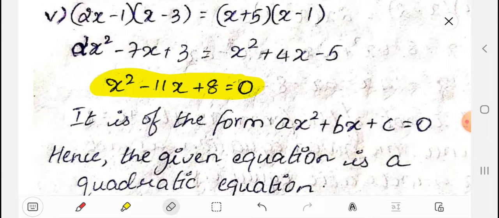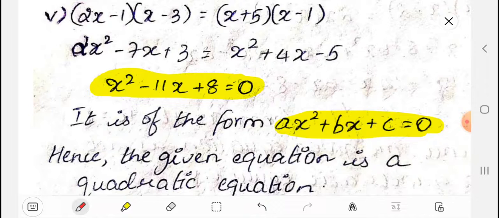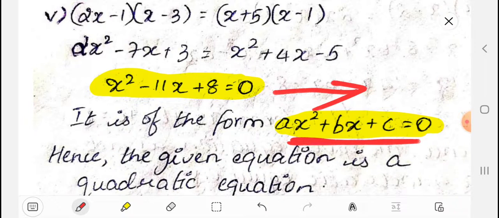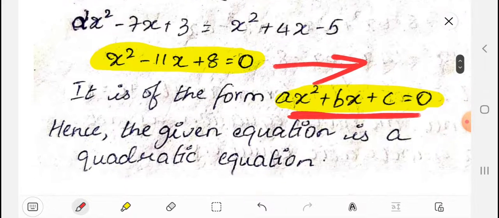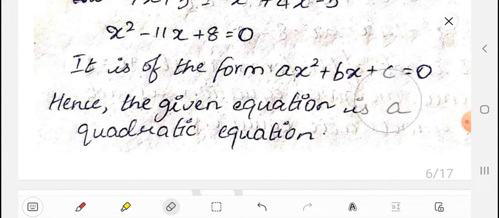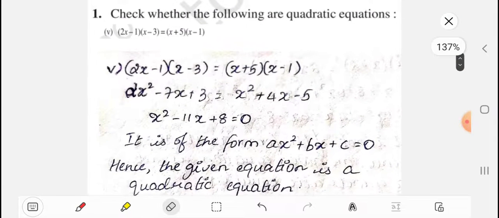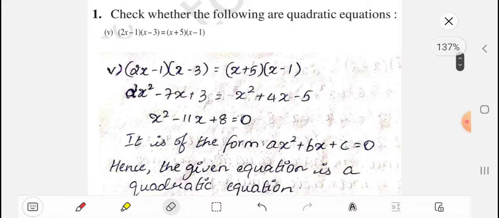The expression which we have got is of the form ax square plus bx plus c equal to 0. It is of the standard form. Therefore, the given equation is a quadratic equation. These are simple questions which are expected and easy to score.